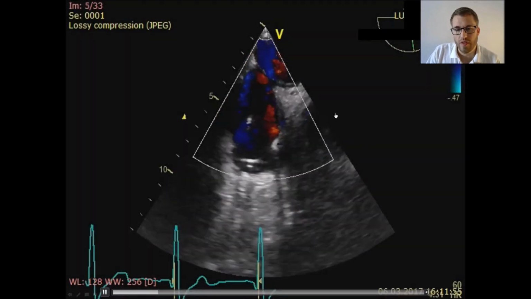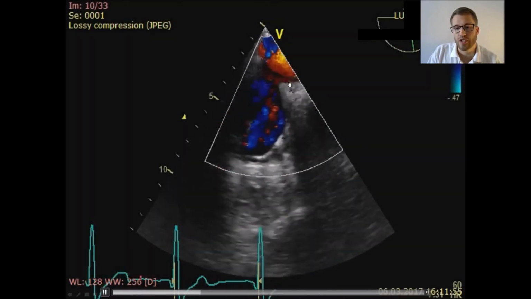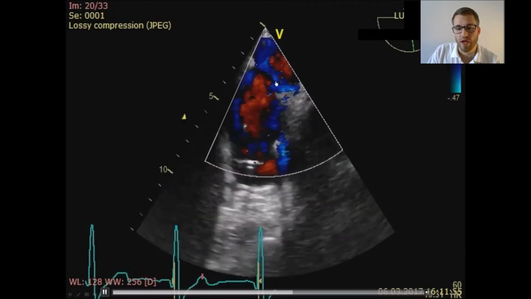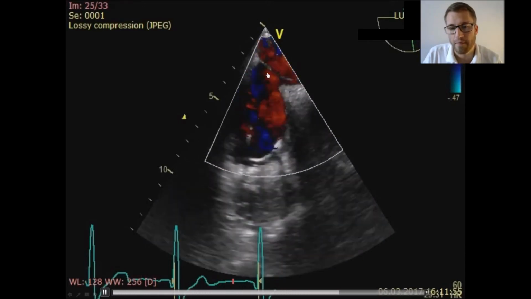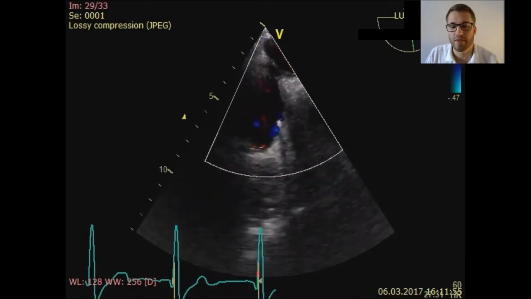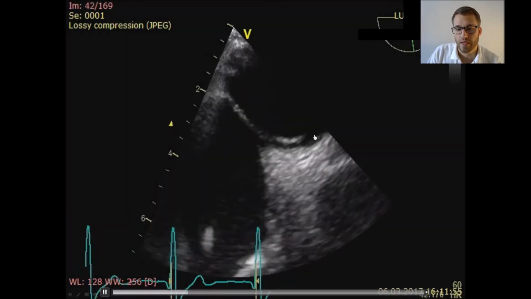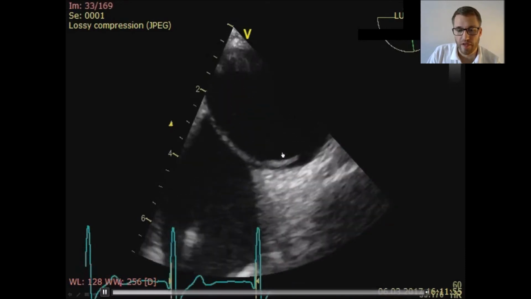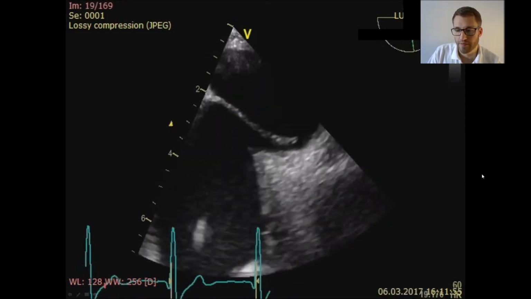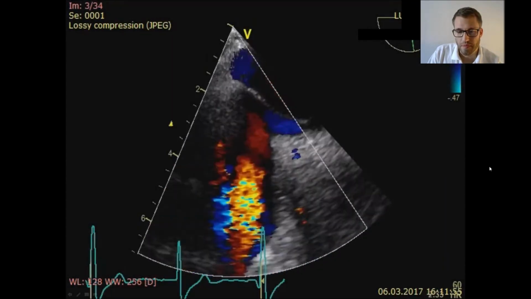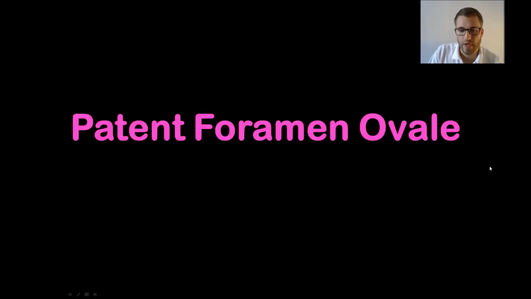If you zoom in a little bit more, you can already appreciate that there is a jet from the left atrium into the right atrium. So we have a left-right shunt over the interatrial septum, and this is called patent foramen ovale. Here you see it in the native B mode, also very clear. Patent foramen ovale is one of the secondary findings. Let's move on to the next one.